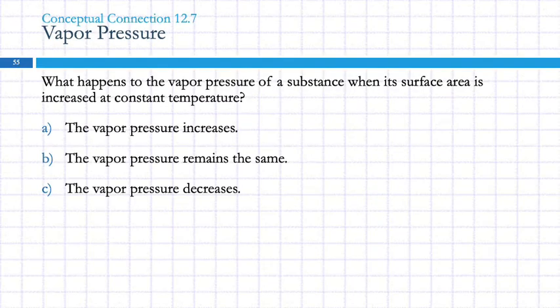Okay, so what would happen to the vapor pressure of a substance if its surface area was increased, but the temperature remained constant?